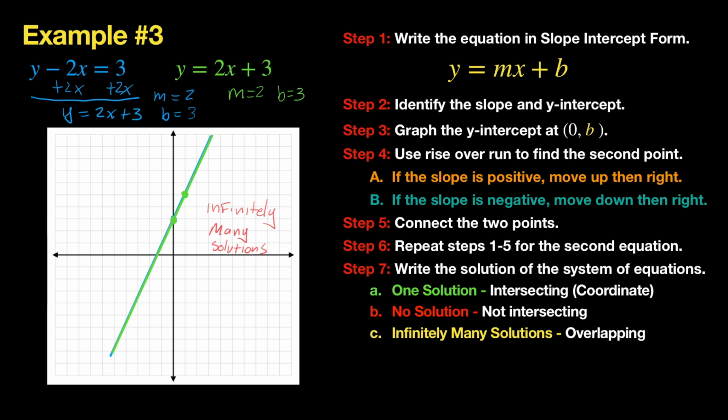Some of the equations will have slopes that are fractions. That doesn't make any difference. You still graph the same way, but instead of moving 1 to the right, you will just move based on the number that is the denominator.